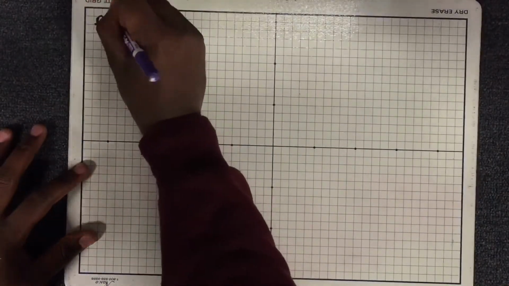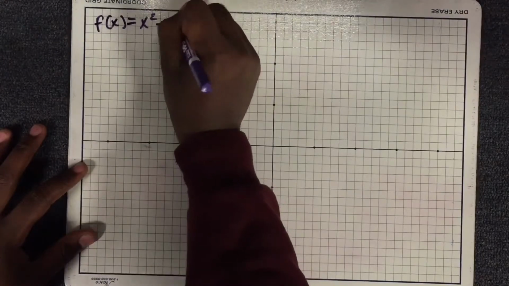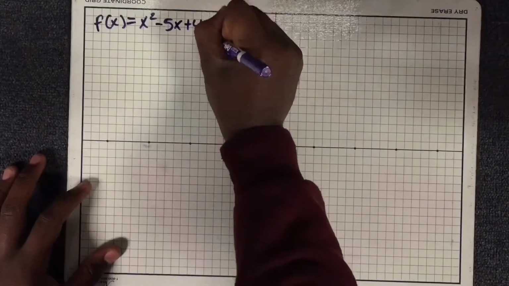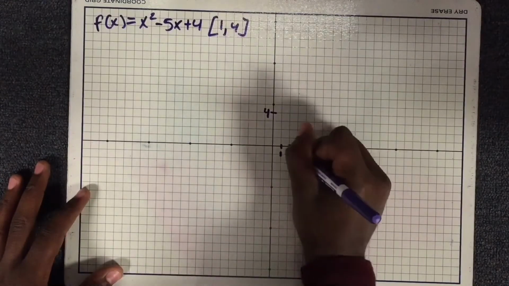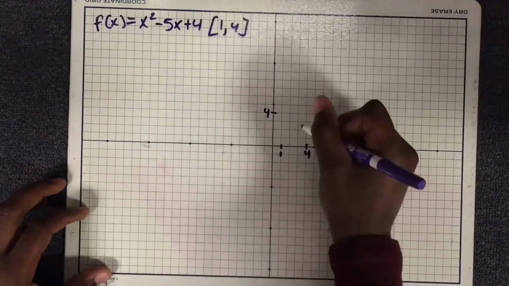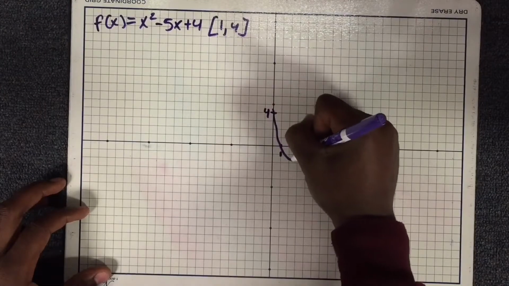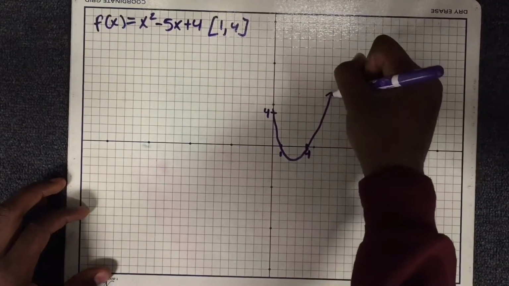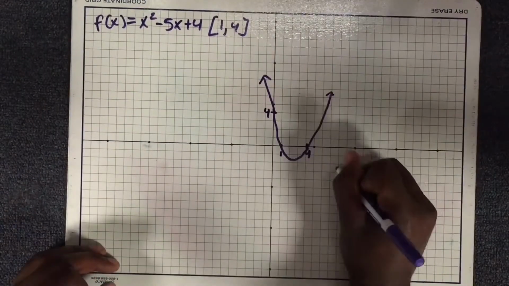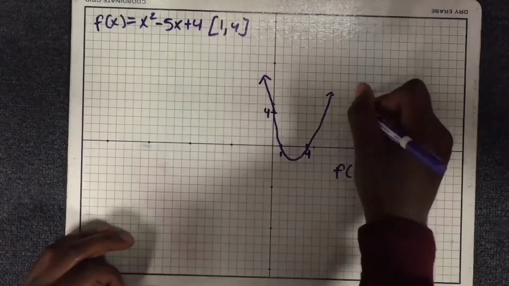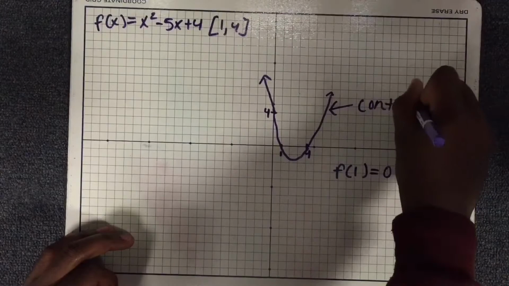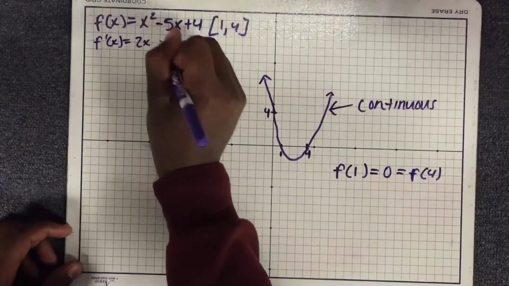For our first example, the problem is f of x equals x squared minus 5x plus 4, bounded from 1 to 4. When you graph the function, you notice right away that it is a parabola. Because the function is a parabola, it is continuous and differentiable for all real values, including our specific interval from 1 to 4. Also, f of 1 equals f of 4.